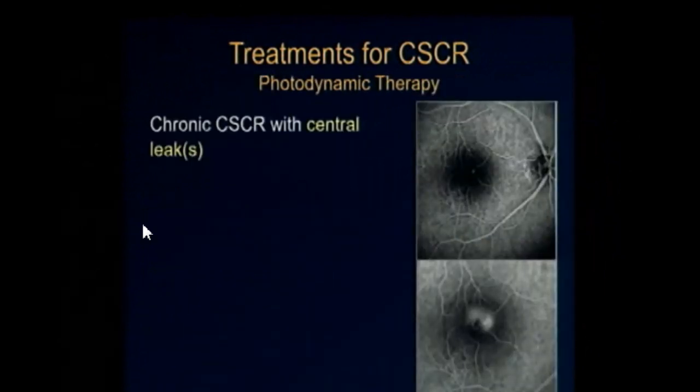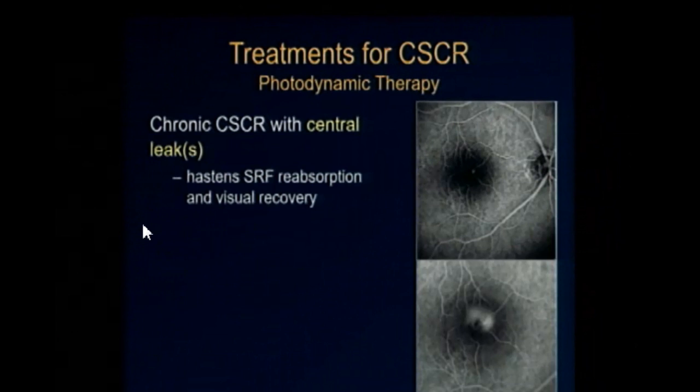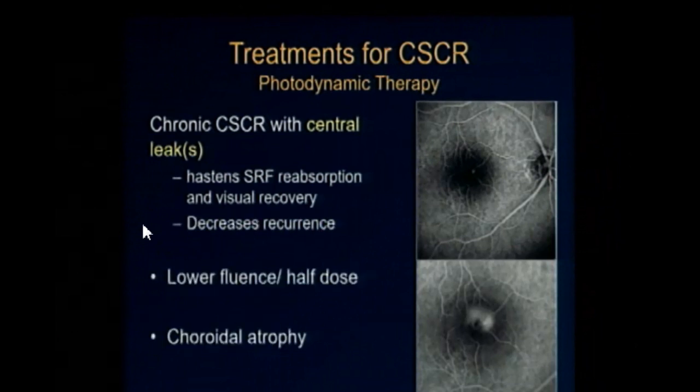Photodynamic therapy is going to be used when you have central leaks like this. This is too close to treat with focal treatment, okay? This will hasten the subretinal fluid absorption and will decrease the amount of recurrence because it causes an atrophy of the choroid. And because of the atrophy of the choroid, the chances of the choroid becoming hyperpermeable and leaking again in that same area is less. However, because of the atrophy of the choroid, you may have vision loss as well. So it's not without consequences.